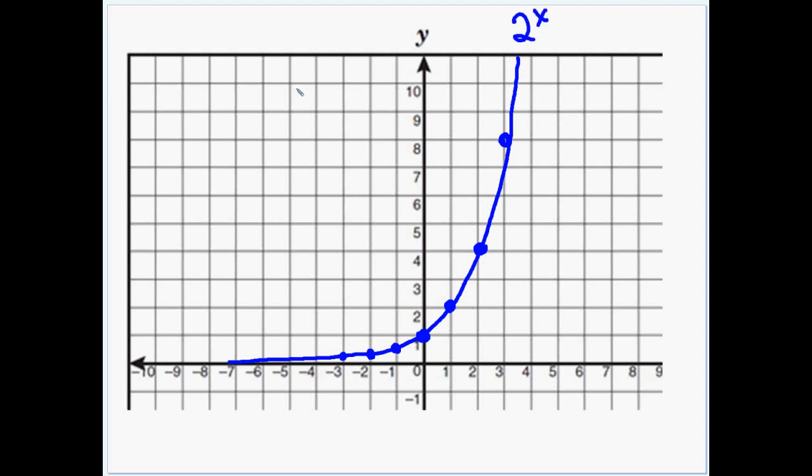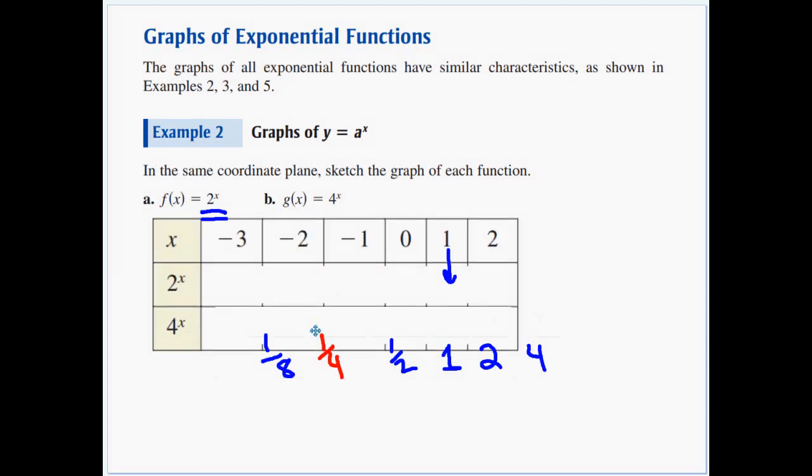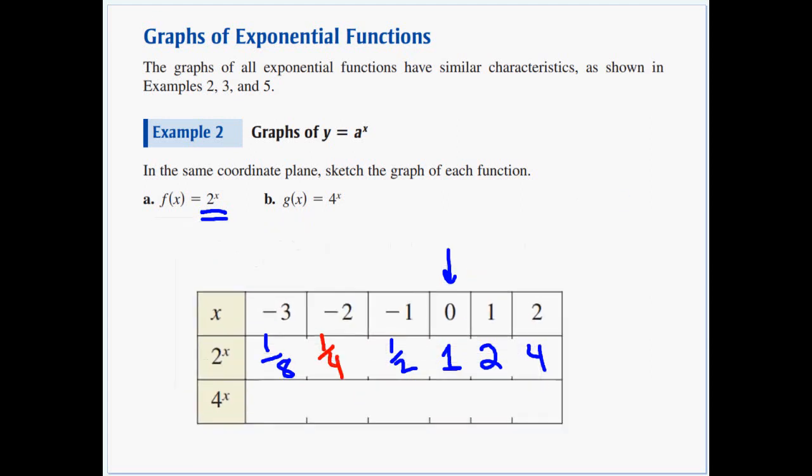I'm going to switch to red ink, and let's go back and do red ink for the... No, it's not going to let me do it. Dang it. We'll do red ink for the 4 to the x power. Again, at 0, 4 to the 0 is 1, because anything to the 0 power is 1. 4 to the first power is 4. 4 to the second power is 16. Let's do 4 to the third. We won't be able to graph it, but that would be 64.